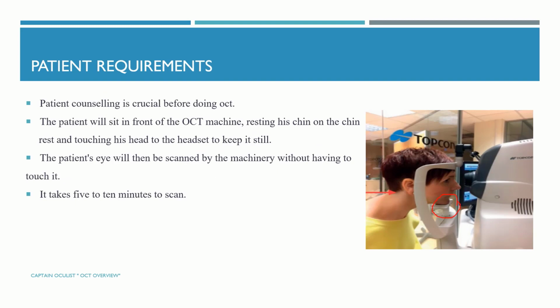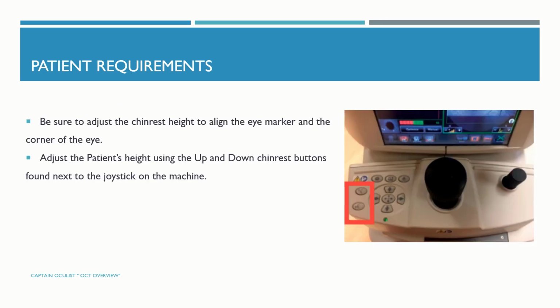The patient will sit in front of the OCT machine, resting his chin on the chin rest and touching his head to the headset to keep his head still. It takes almost 5 to 10 minutes to complete the scans. As I told you earlier, you have to use these chin up and chin down buttons to adjust the patient with the marker at the corner of the eye.